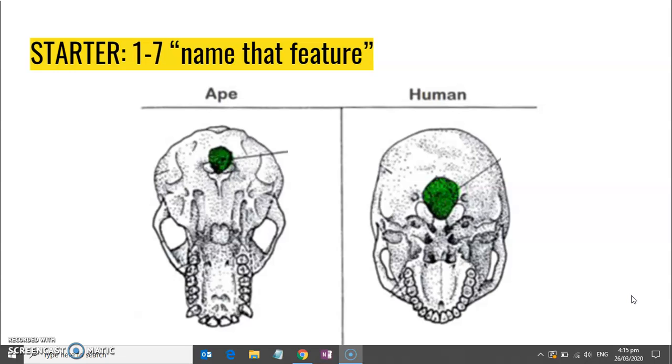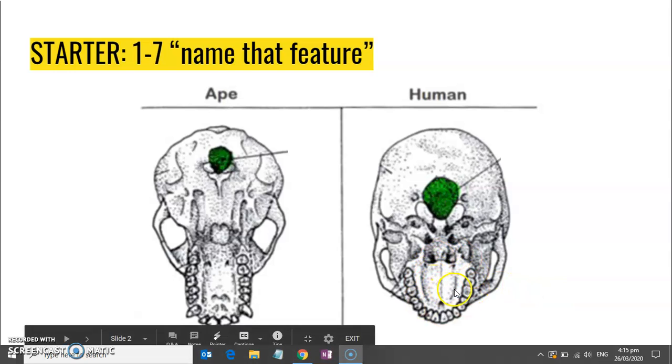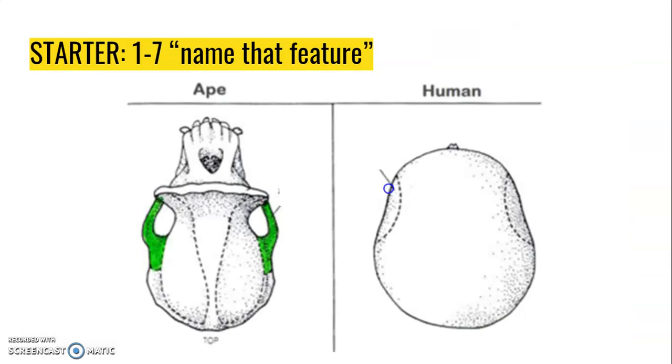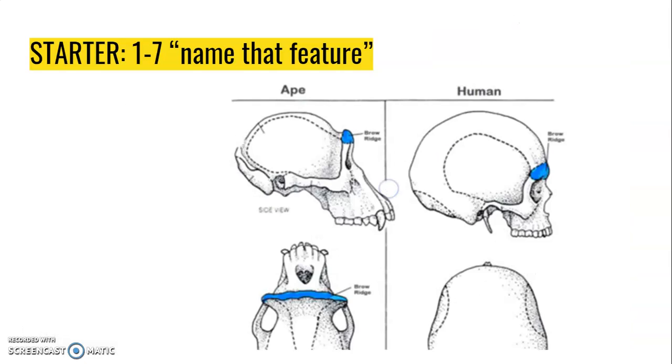So this is number 1. So we're looking at the skull from underneath with the lower mandible removed. So this is the roof of the mouth. Number 2. Number 3. Number 4.